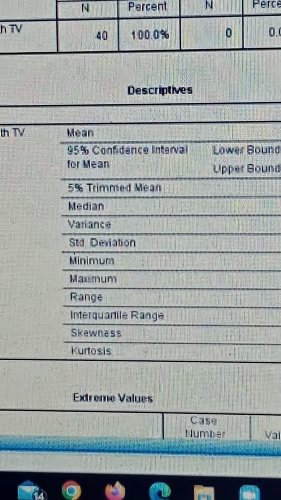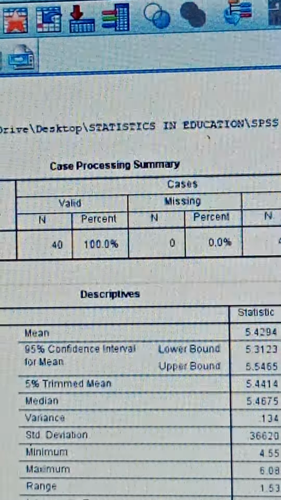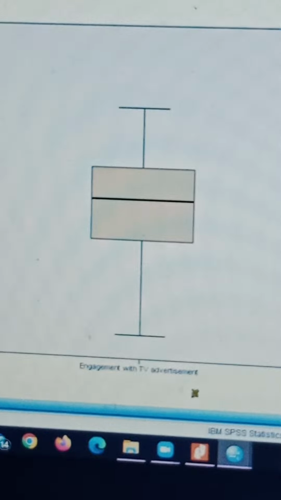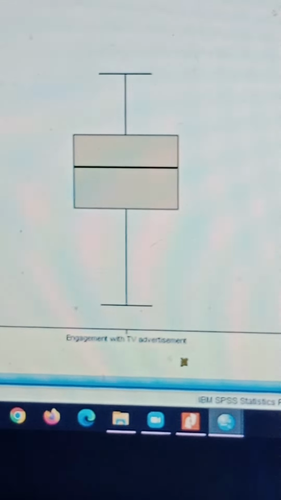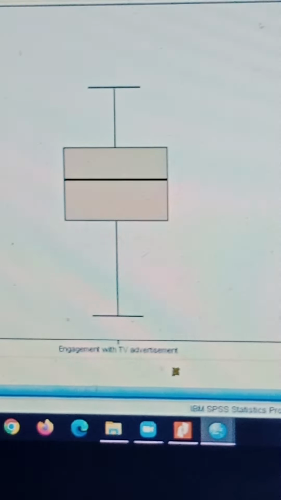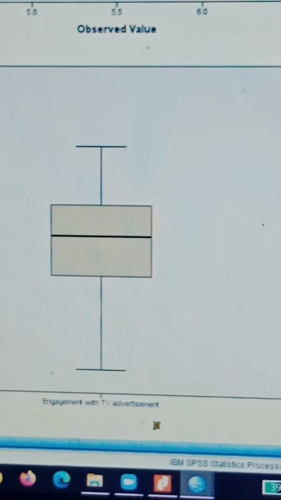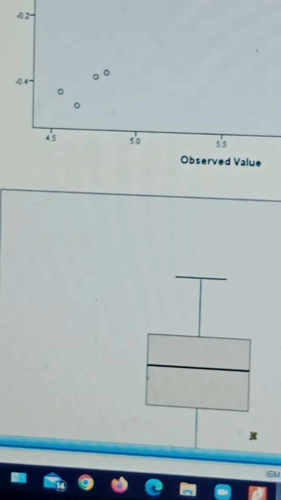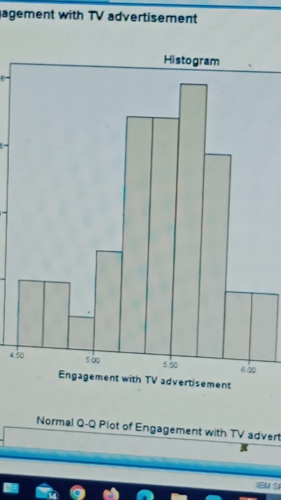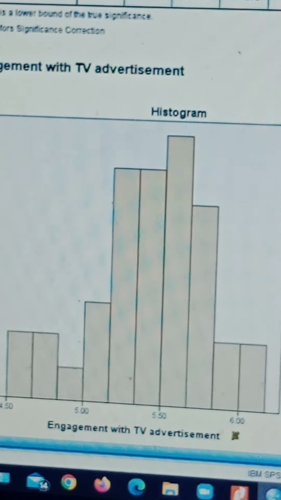Okay, let's find out. Let's look at the outliers first. Are there outliers? No, there are no outliers. So it's okay. Our data passes the outliers assumption of independent sample. Now let's check if our data is normally distributed. Is it normally distributed? I can't really decide by looking at the graph alone.